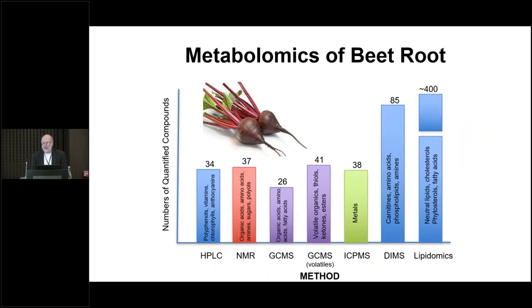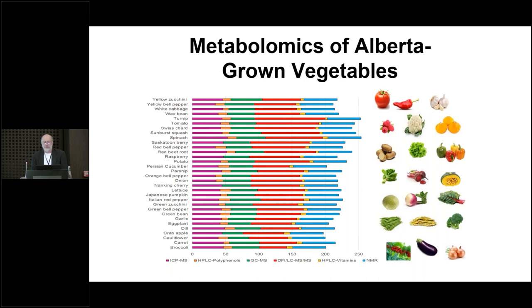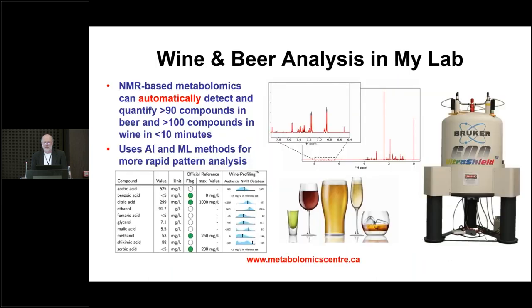So we've applied these techniques to a number of fruits and vegetables that are grown in our province in Alberta. Beetroots, as an example. Described the number of compounds detected by NMR, 37, 26, well, I guess around 70 in terms of the GC-MS, 38 metals, and then the mass spectrometry over 500. And then we've gone through a variety of other fruits and vegetables using these same multi-platform approaches to identify and quantify individual compounds in all of these locally grown produce.